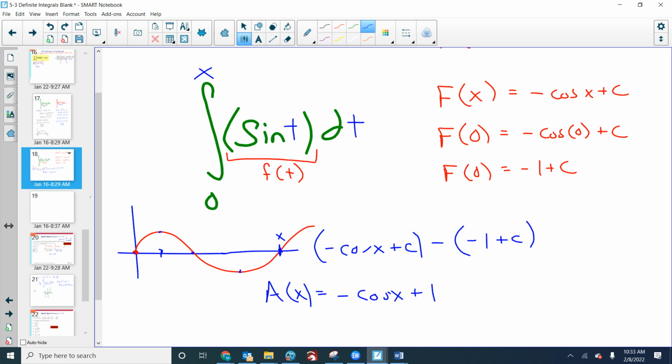If I plug in 2 pi right here, I should get an area of 0. Let's see. What's the cosine of 2 pi? Well, it's the same as the cosine of 0, which is 1. So negative 1 plus 1 is 0. Okay?